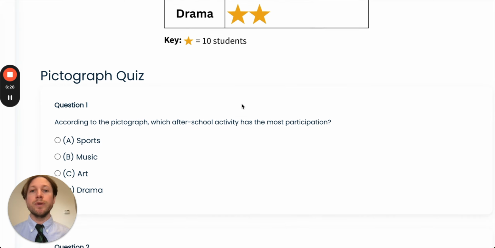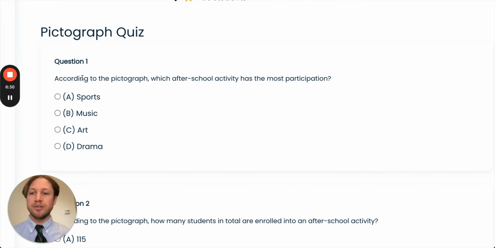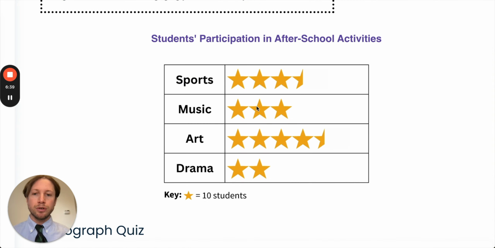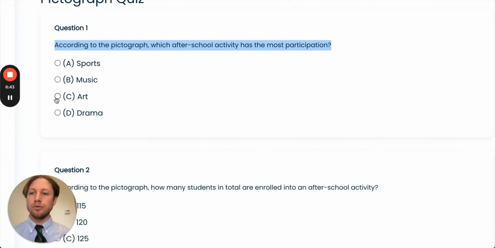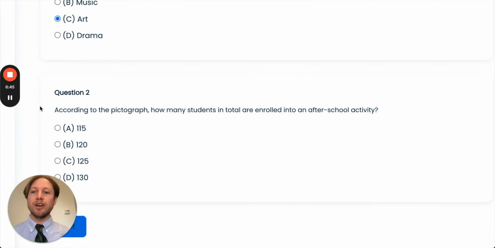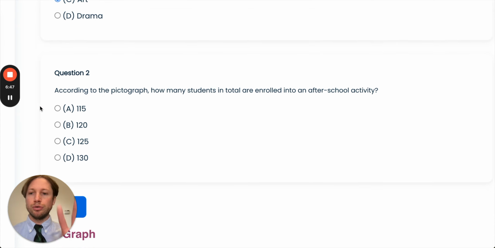Let's go down and read the pictograph questions. Question number 1 reads, according to the pictograph, which after-school activity has the most participation? All right, so sports, music, and it looks like art. So we're going to go down and we're going to choose art. Okay, now let's go down and read question number 2.